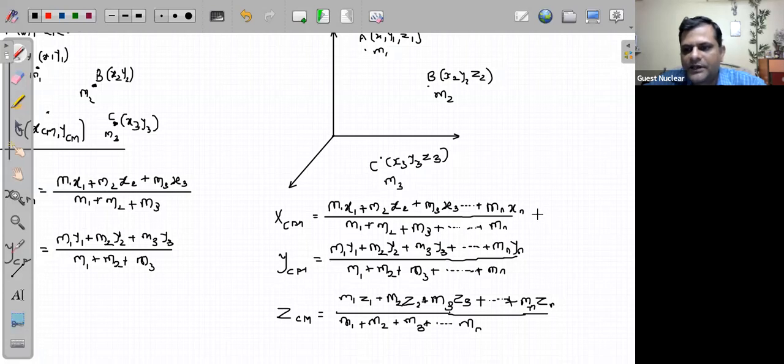To write this formula in compact form, what will we do? We can make use of summation notation. If you have seen it in maths, whenever there is a sum of n terms, we can express it as the summation of mi into xi, where i is a variable which runs from 1 to n like this, and the denominator also can be expressed in terms of summation as the summation of mi's, where i is again a variable which runs from 1 to n in this way.